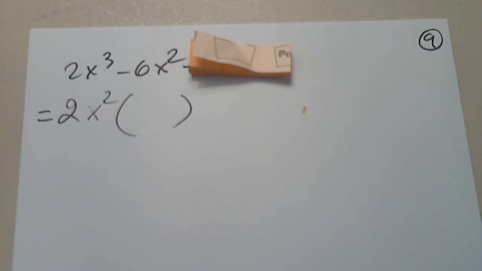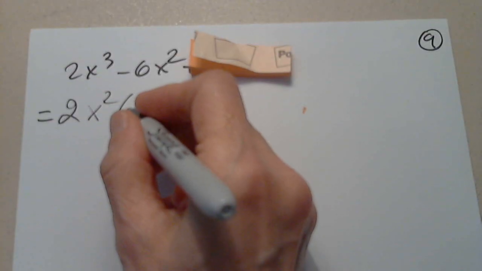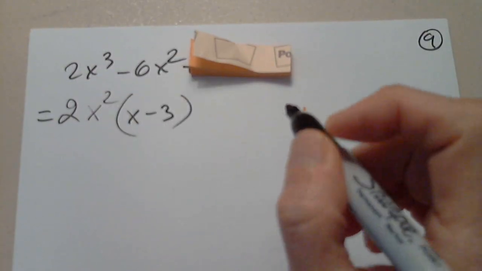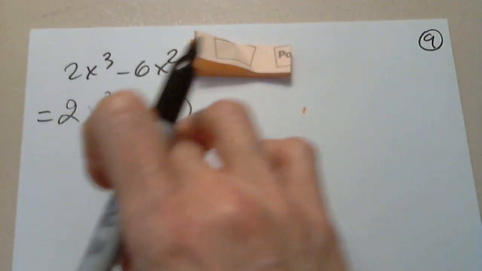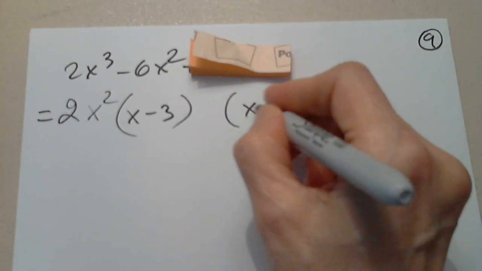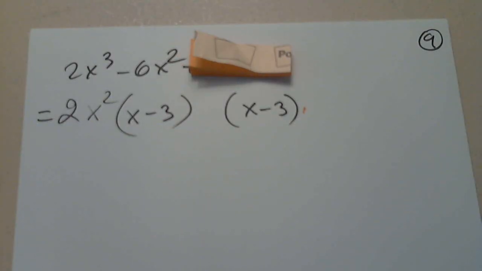Anybody? Is it x minus 3? So it's x minus 3. Very good. Awesome, because 2x squared times x is this. 2x squared times this is this. If I do not get an x minus 3, not fabricated, it has to be there, from the other two, then I'm in trouble. I can continue.